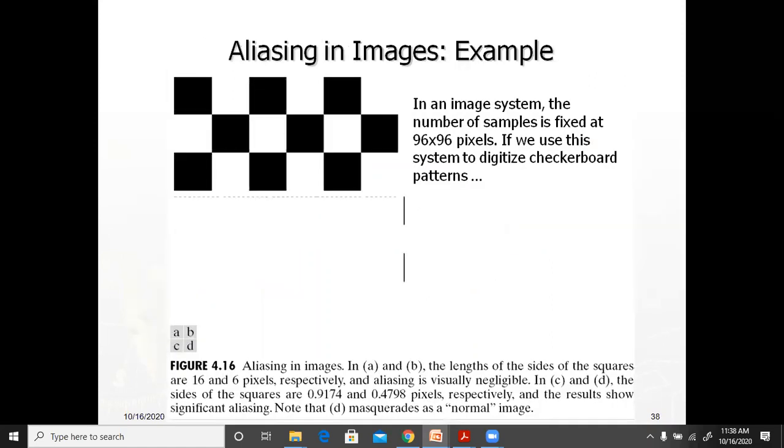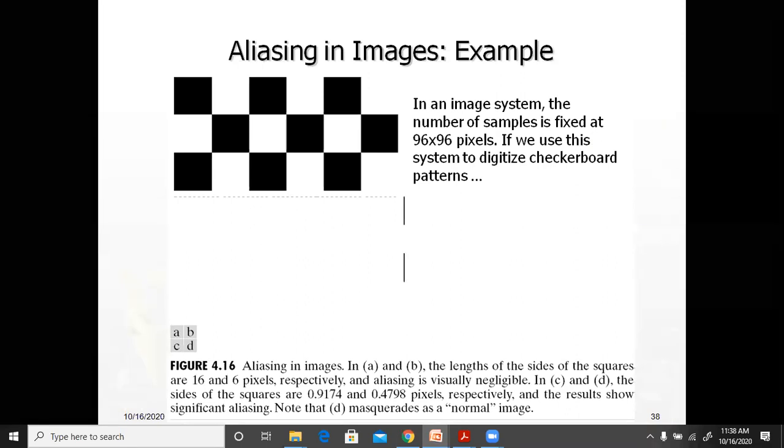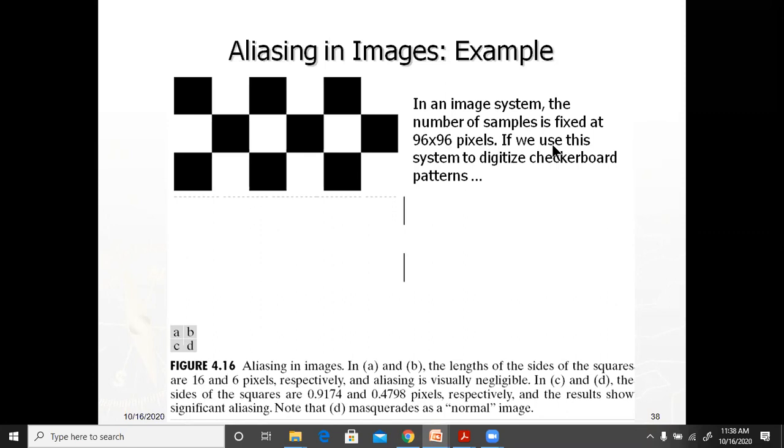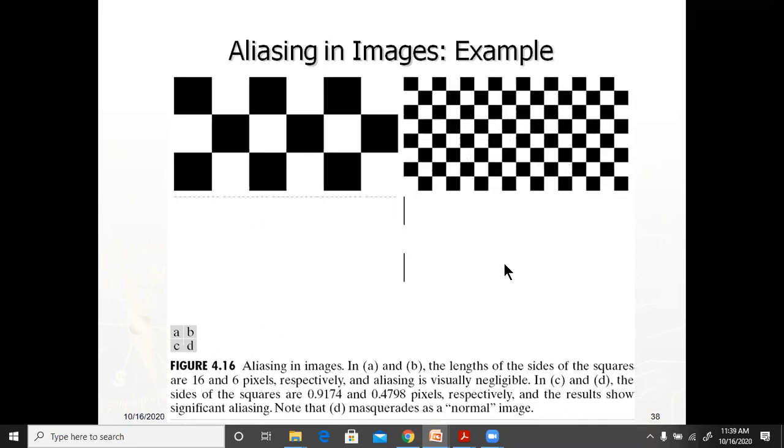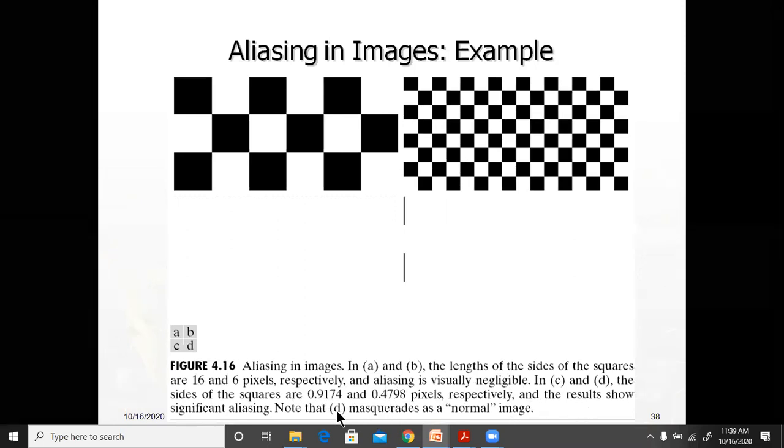So whenever aliasing occurs in images, how does it look? In an imaging system, the number of samples is fixed at 96 by 96 pixels. If you use this system to digitize the checkerboard pattern, then this is how it looks. Aliasing in images: in A and B, the lengths of the sides of the squares are 16 and 6 pixels respectively. Aliasing is negligible. In C and D, the sides of the squares are 0.9174 and 0.4798 respectively, and the results show significant aliasing.